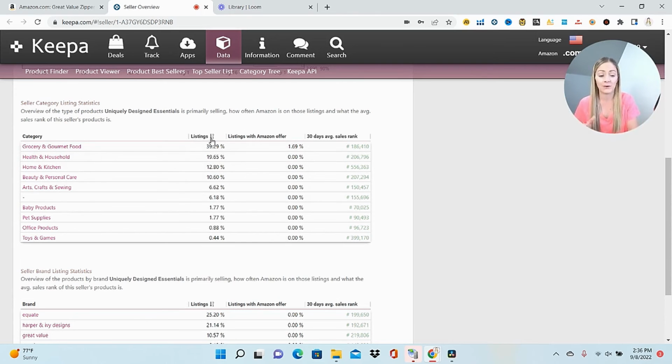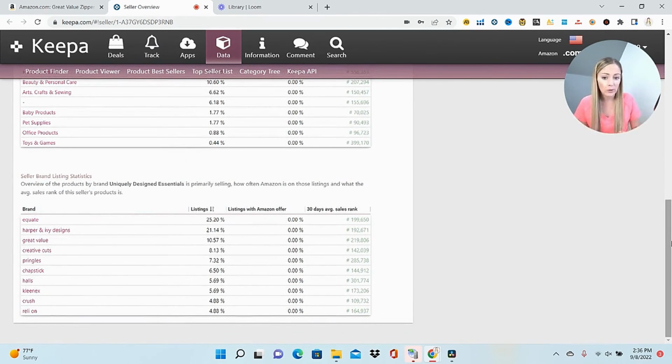Those are the types of categories that I also like to sell in. Come down a little lower, I can see the brands that they're selling. 25% of their listings are Equate. 10% are Great Value. So this definitely is an arbitrage seller and somebody that I can piggyback what they're selling.